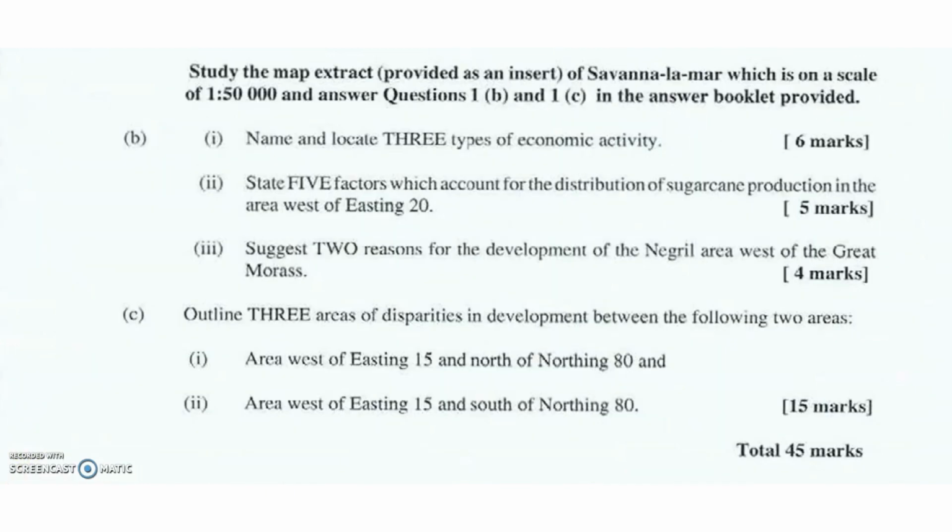Now, this next question is in fact based upon the map. Select the map extract provided as an insert of Savannah Lamar, which is on a scale of 1 to 50,000, and answer question 1B and C in the answer booklet provided. Now, class, this particular question, we have B and C. Now, I'm going to show you the map right now.